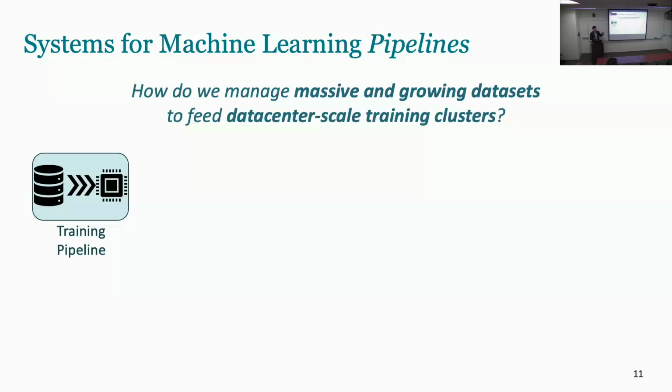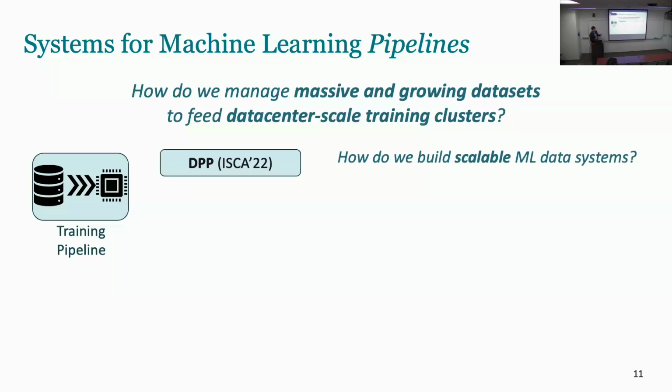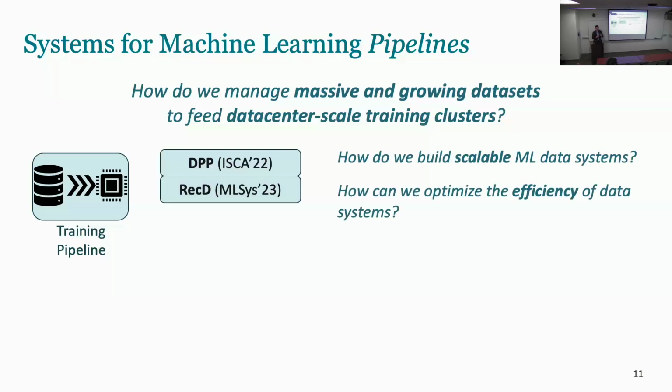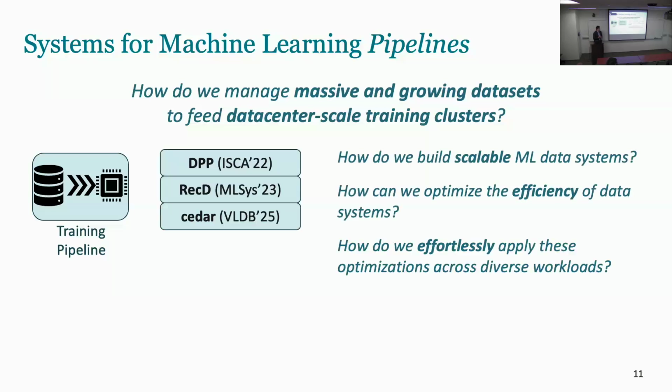And I'll do so by walking through 3 steps. First, I'll show you how we build these scalable data systems to keep up with the storage and the processing and ingestion demand needed by these modern training jobs. Then, because scalability is not enough by itself, I'll show why we need to optimize the efficiency of these systems as well. And I'll walk through several examples of optimizations that I deployed in Meta's training fleet. And then finally, I'll present a framework that makes deploying these efficiency optimizations effortless, especially across a very diverse set of data workloads.